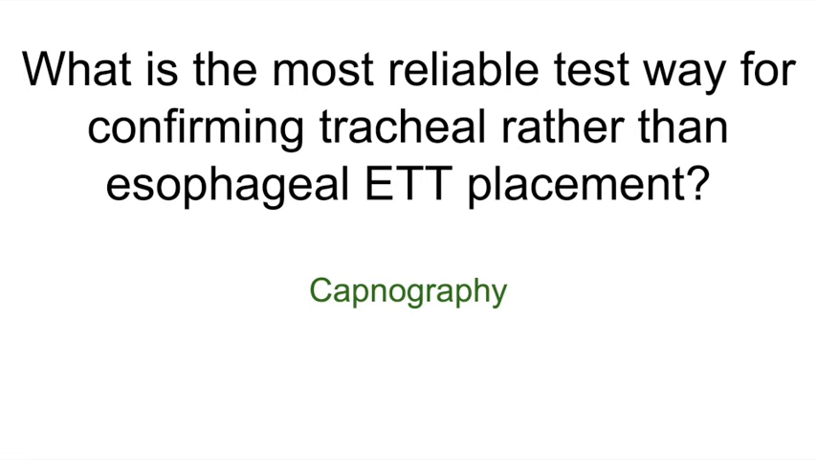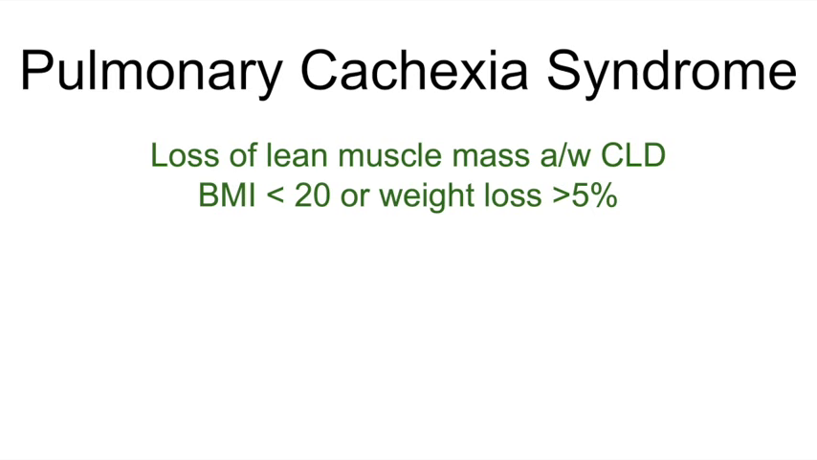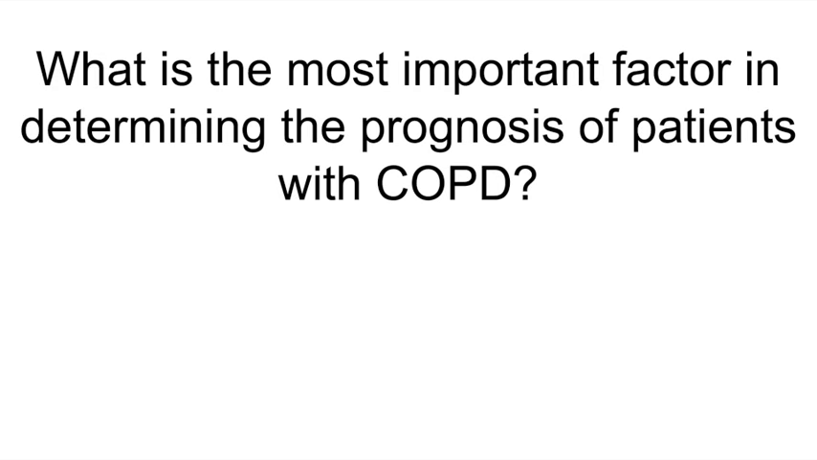What is pulmonary cachexia syndrome, and how do these patients present? Well, they present with a loss of lean muscle mass associated with chronic lung disease. They have a BMI less than 20 or experience weight loss greater than 5% of their body weight. What is the most important factor in determining the prognosis of patients with COPD? FEV1.